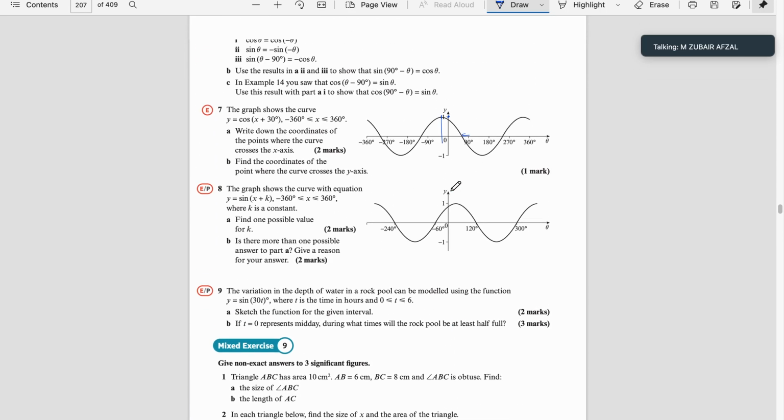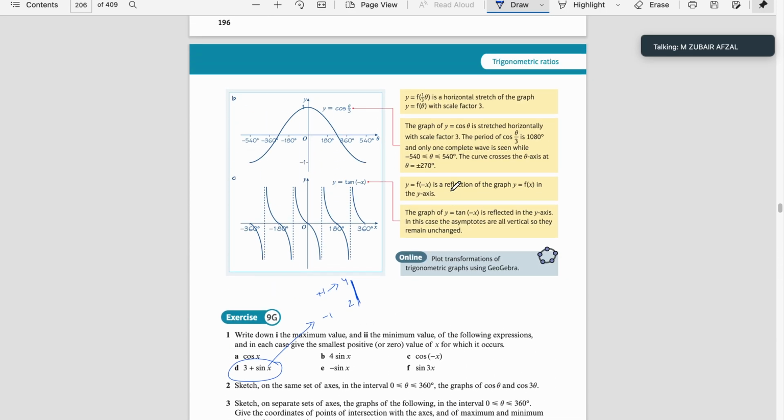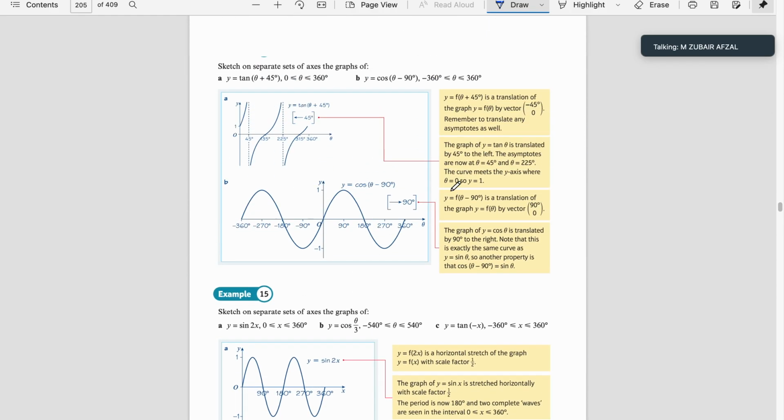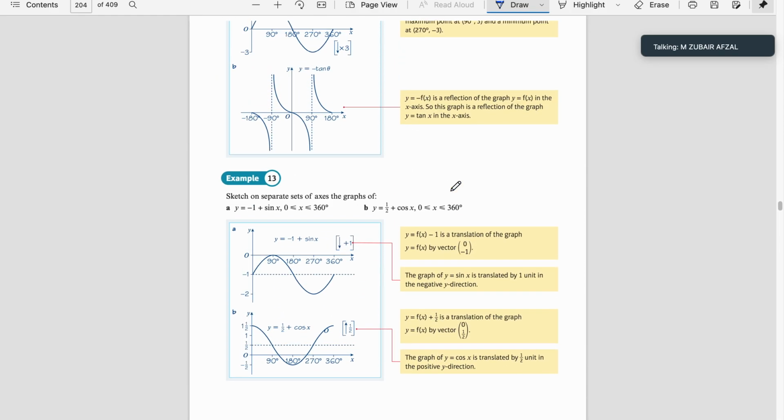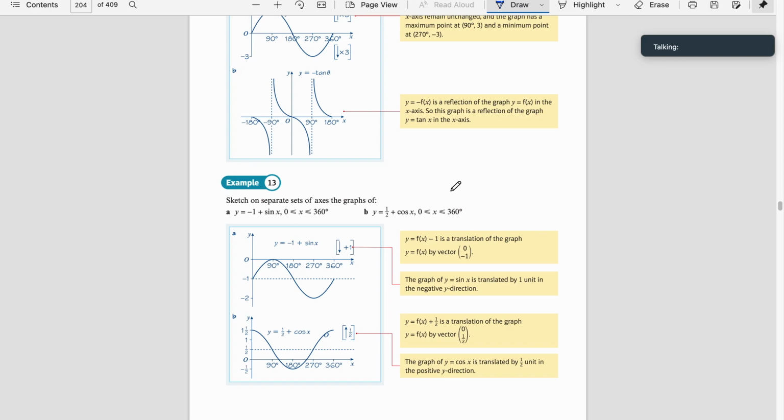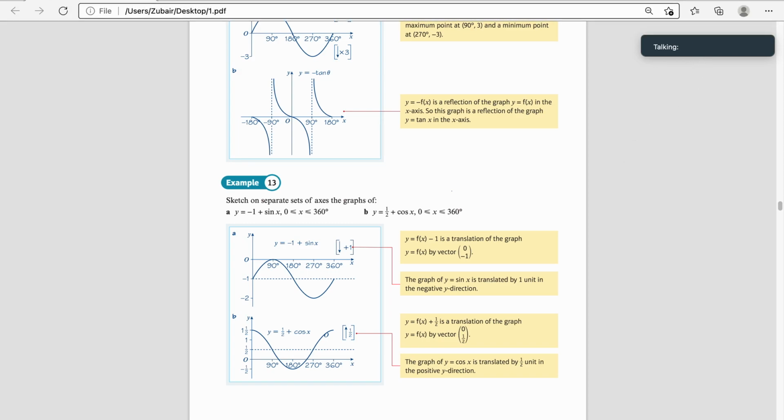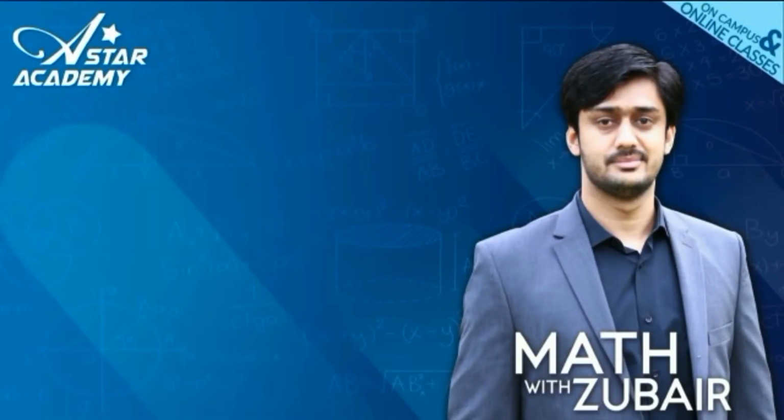So please go through this, it is just one single exercise, 9G. First go through the solved examples and then 9G, and inshallah we'll discuss the problems. Anything you would like to ask?